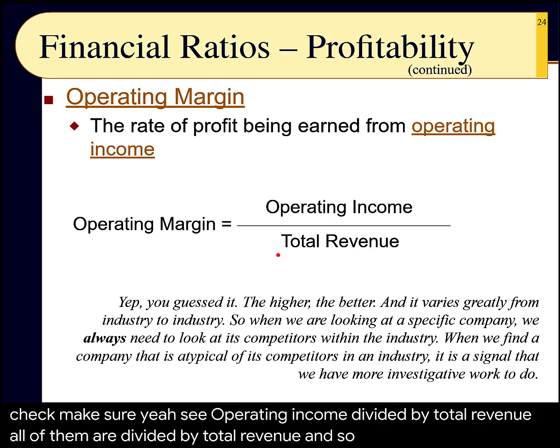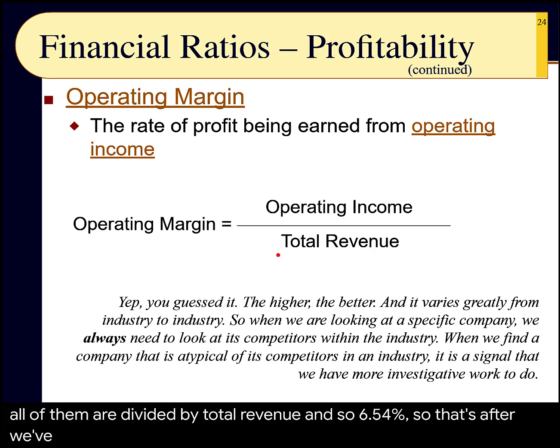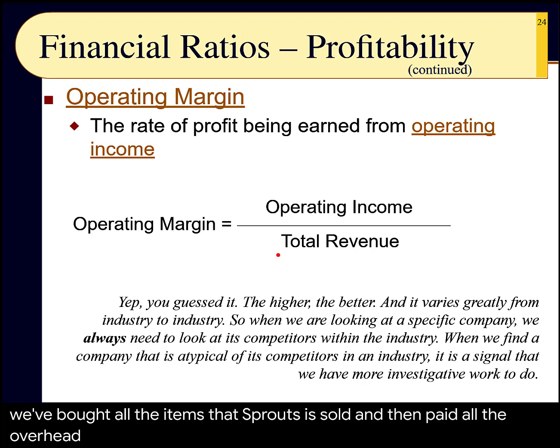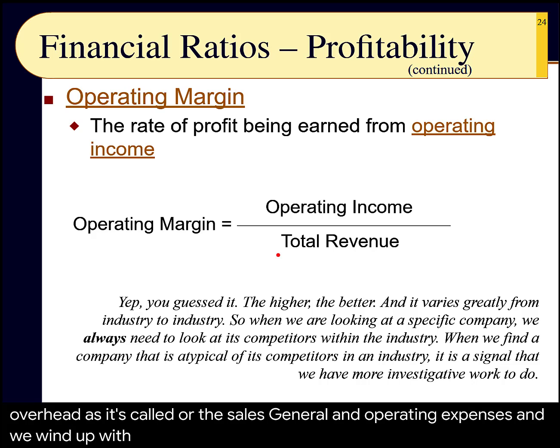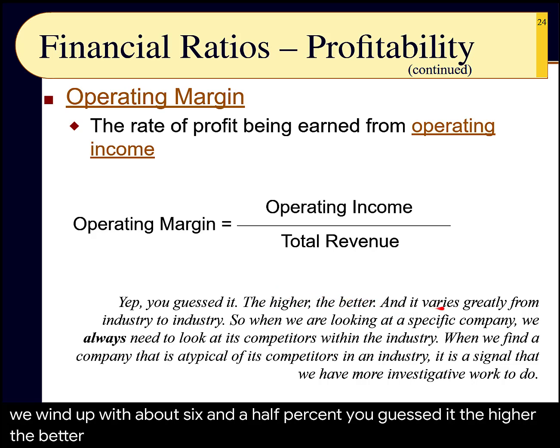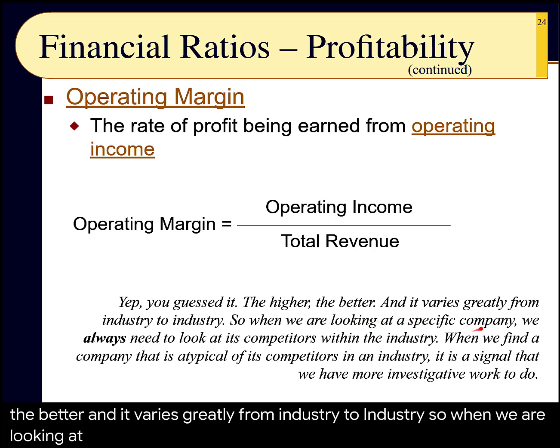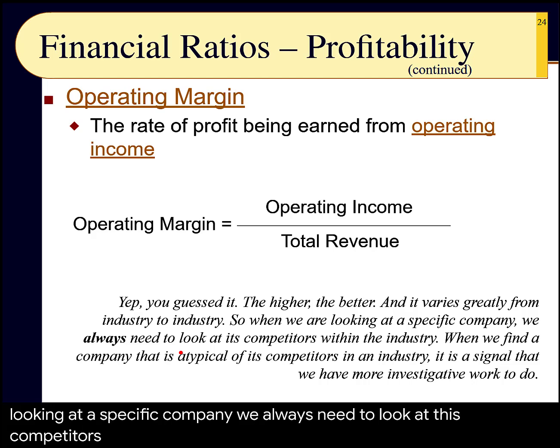And so 6.54%. So that's after we've bought all the items that Sprouts has sold and then paid all the overhead, as it's called, or the sales, general and operating expenses. And we wind up with about 6.5%. You guessed it, the higher the better, and it varies greatly from industry to industry. So when we are looking at a specific company, we always need to look at its competitors within the industry.